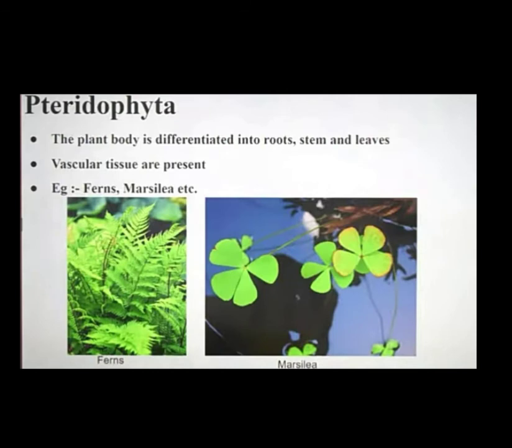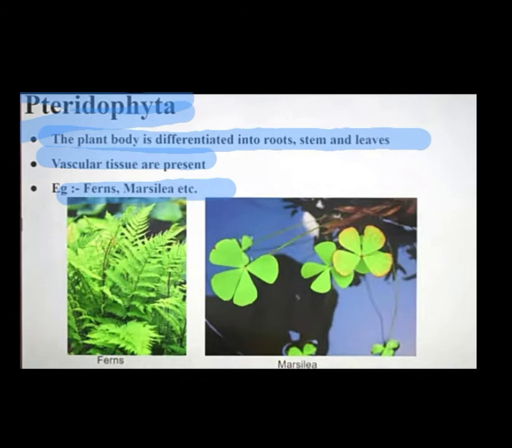Let's learn about the Pteridophyta. The plant body is differentiated into root, stem, and leaves, and vascular tissues are present. So in Pteridophyta, the plant can be differentiated into different parts, and they have xylem and phloem, which are the vascular tissues, which help them in the conduction or transportation of food and water. Examples of Pteridophyta are ferns, Marsilea, etc.